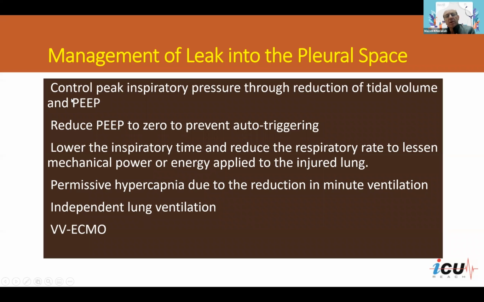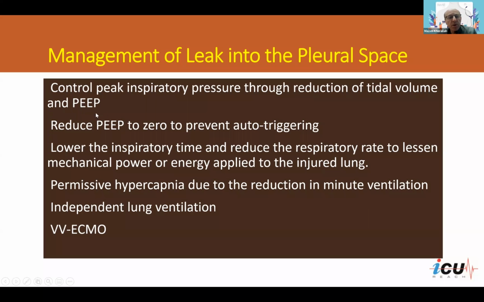So you need to minimize the inspiratory pressure and the PEEP pressure, so you don't cause more leak into the system. And in order to do that, you probably need to decrease the tidal volume. So minimize the tidal volume to minimize the pressure. If you're on volume control, you need to decrease the volume. If you're on pressure control, you need to decrease the pressure.